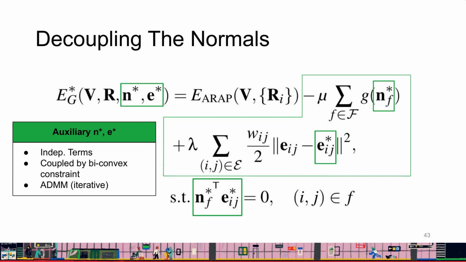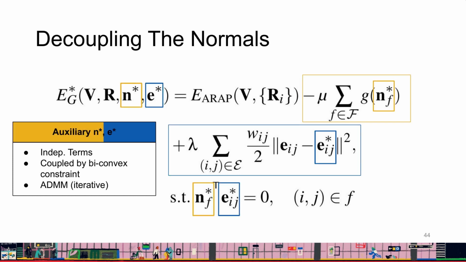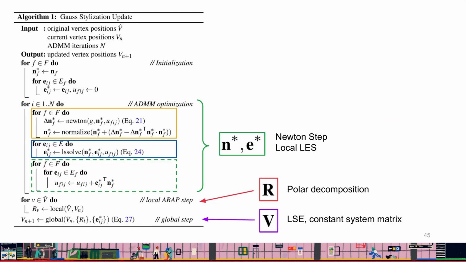To finish the block descent updates, we need to take a look at the optimization of the auxiliary variables. None of the terms in the energy contains both variables. The connection between the two stems entirely from the orthogonality constraint. This constraint is biconvex, and we use this fact to apply an iterative ADMM update scheme for the auxiliary variables. For a more detailed description of the derivation of these updates, we refer to our paper. This leads us to the final algorithm that is split in three parts: the ADMM optimization, the local step using the polar decomposition, and the linear equation system that results in the updated set of vertex positions. Each iteration of the ADMM update hereby consists of a Newton step and the solution of a local linear equation system.